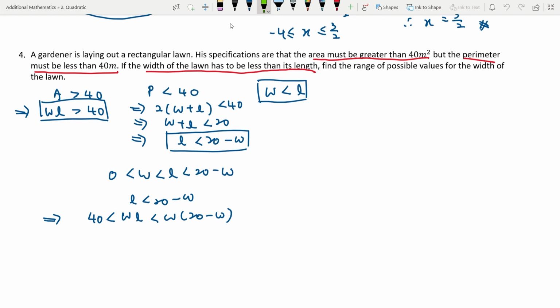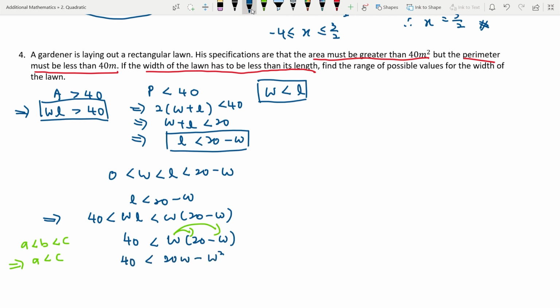Let's look at the side note. If A is less than B and B is less than C, we can say that A is less than C. Same for this inequality. 40 is less than the area, where the area is less than W multiplied with 20 minus W. We can say that 40 is less than W multiplied with 20 minus W. We continue from here. 40 is less than 20W minus W squared.